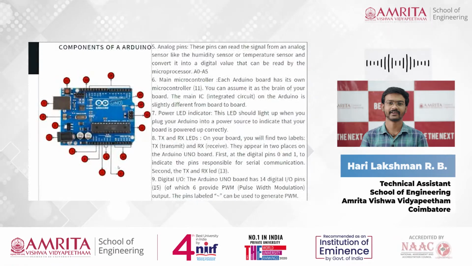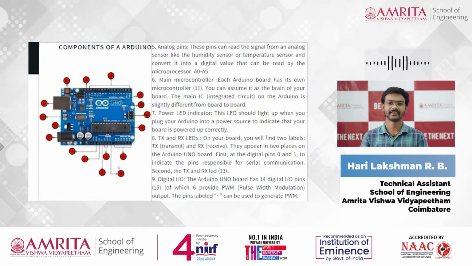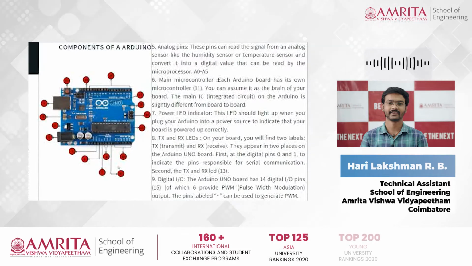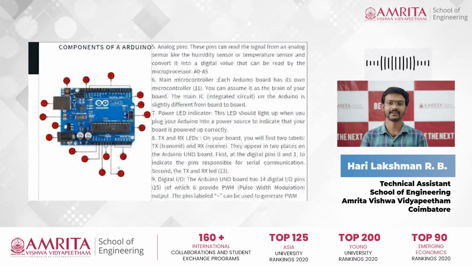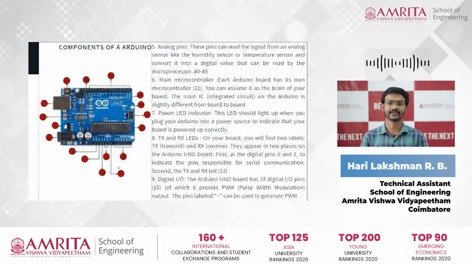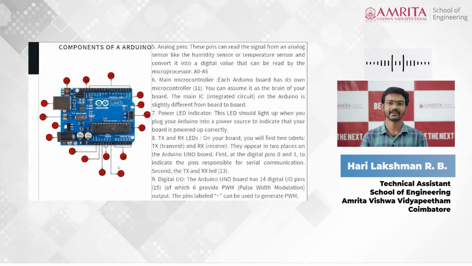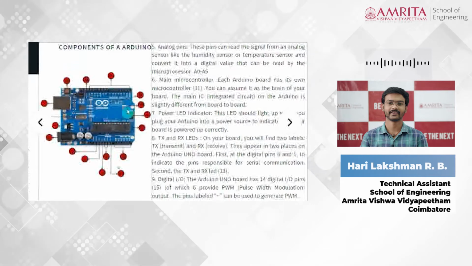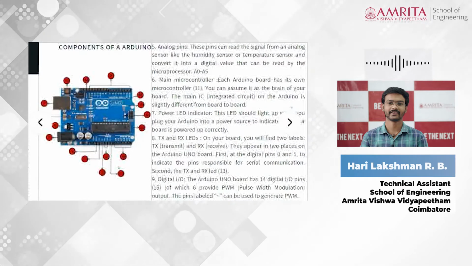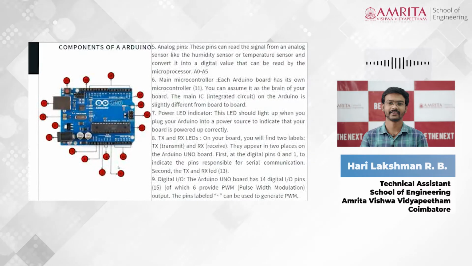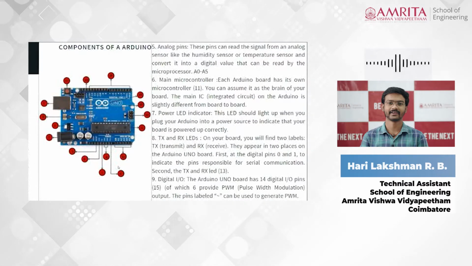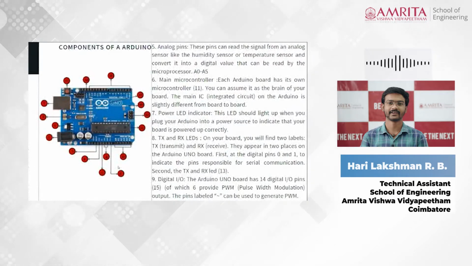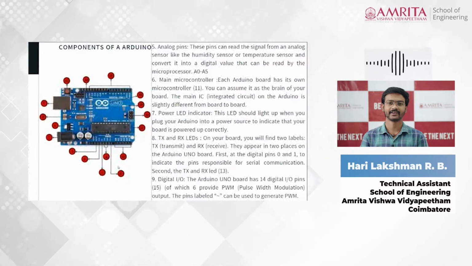And then come the TX and RX LEDs. These are a bit important. On your board, you will find two labels, TX and RX, which mean transmit signal and receive signal. They appear in two places on the Arduino board. First, the digital pins 0 and 1, which indicate the pins used for serial communication. Second, the TX and RX LEDs, mentioned as point 13 here. The TX LED flashes at different speeds while sending serial data. The speed of flashing depends upon the baud rate used by the board, and RX flashes during the receiving process. Let me show it in the video once again.